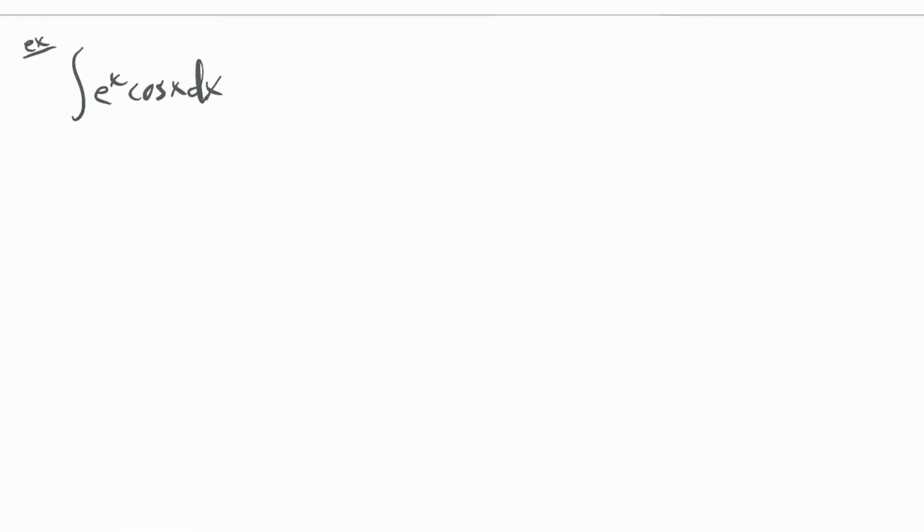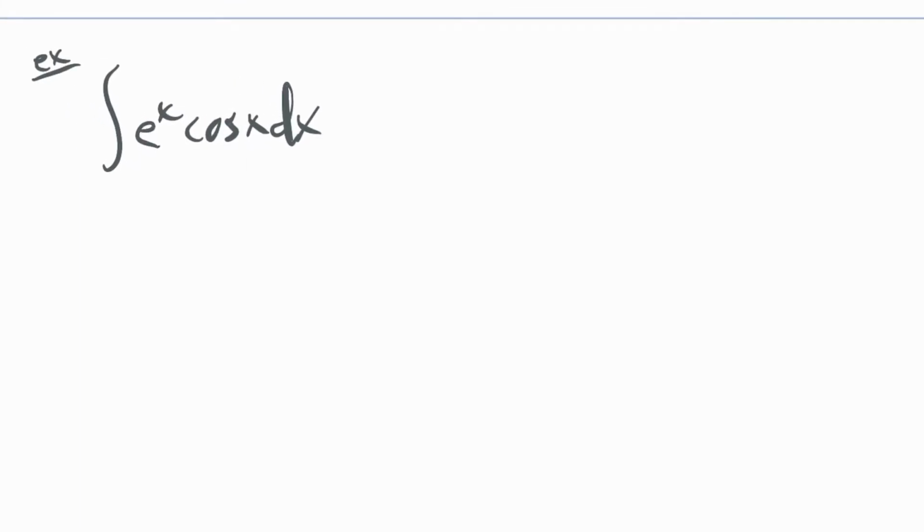Okay, so here's another example where we're gonna use integration by parts. This one's gonna work out a little bit differently. I noticed that if I were to say that this is u, then the derivative is just e to the x, e to the x, e to the x, e to the x. So the tabular method is not going to work.